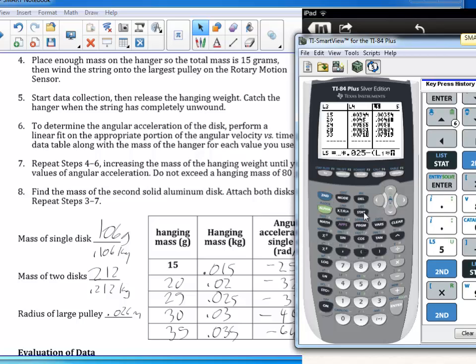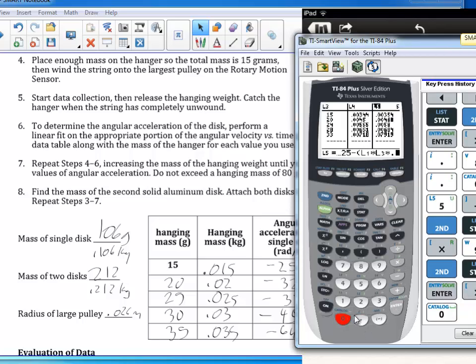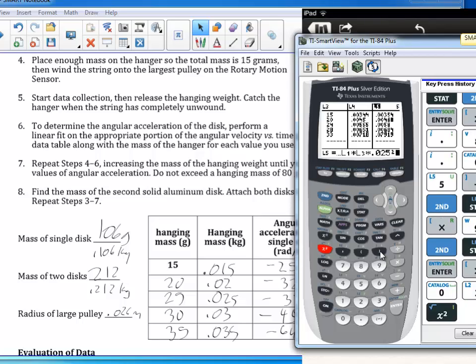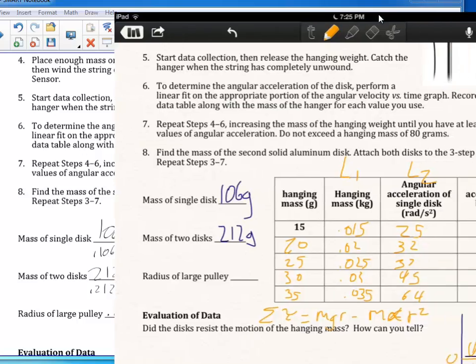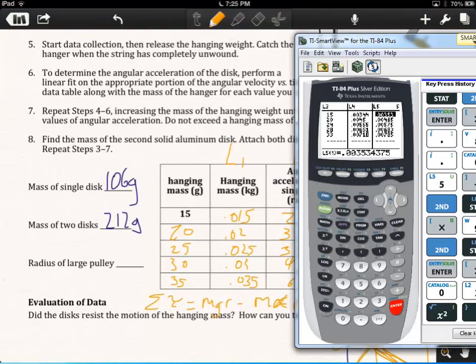So second list L3 times the radius squared, times 0.025 squared, close my parenthesis, and enter, and it generates all those values. And so now I can put these values into my second row on my graphical analysis app.